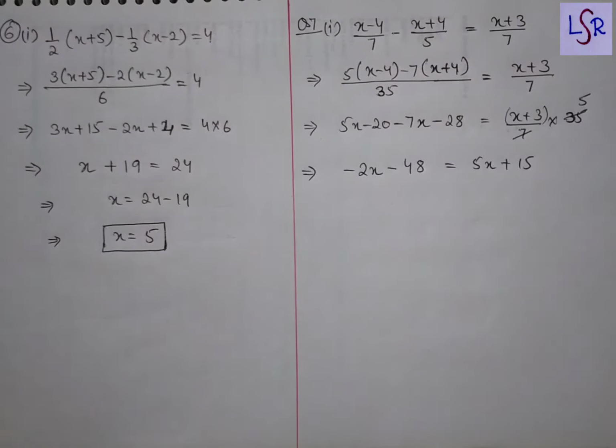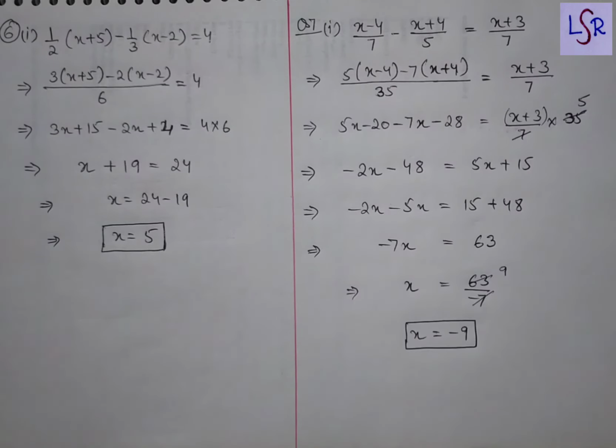After getting this, we'll make all the variables on one side and all the constants on the other, and here we get this. Now on making a transpose of minus 7 on the other side, we have got x as minus 9. Now also see the second part of this one.